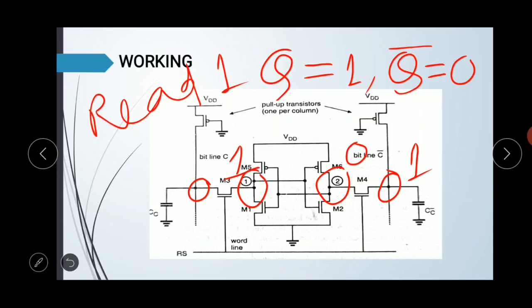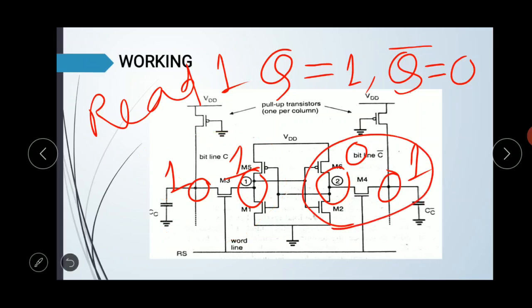See here, when we see this part, the Q equal to 1 and this voltage node is also 1, so there is no voltage difference present. Because of that, no current flows and no voltage change occurs.